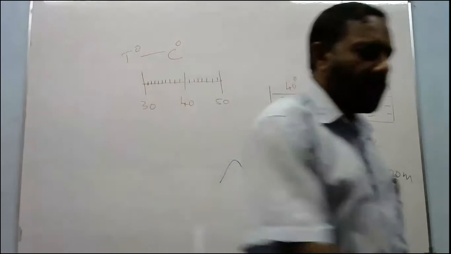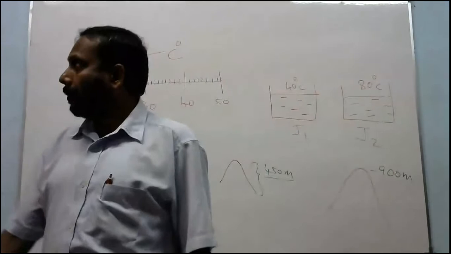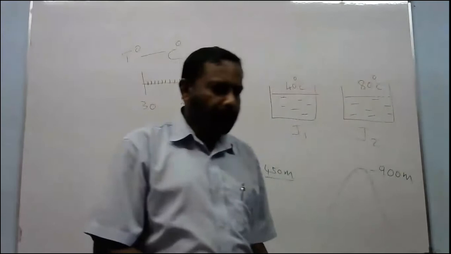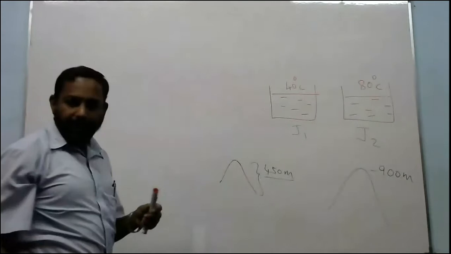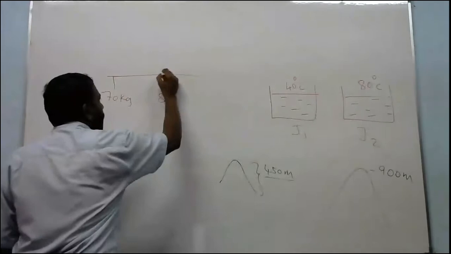So I will talk about this interval data. Sorry, ratio data. The ratio data, I will give an example. If you take weight, this is 70 kilogram, this is 80 kilogram, this is 90 kilogram. What about the scales here?